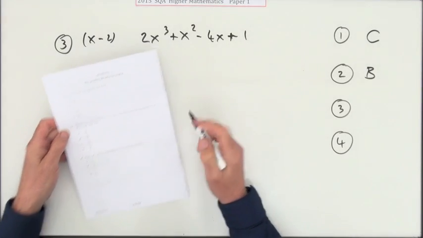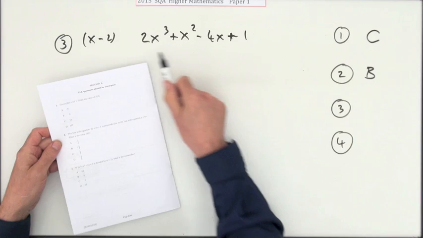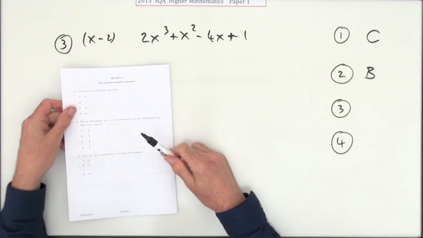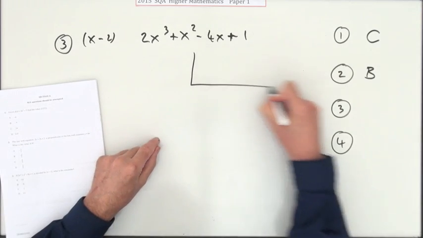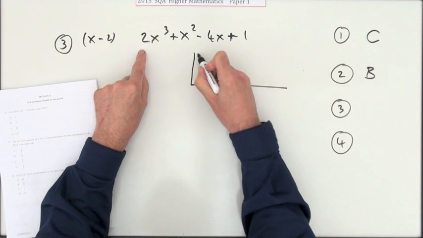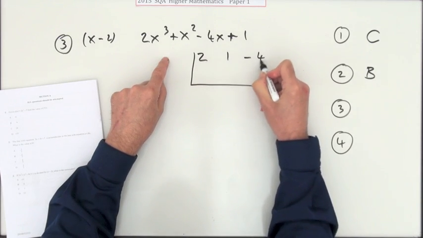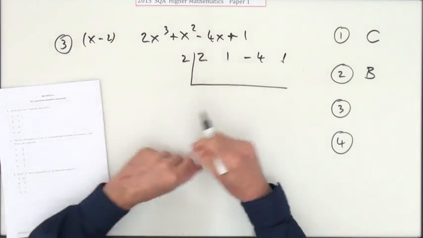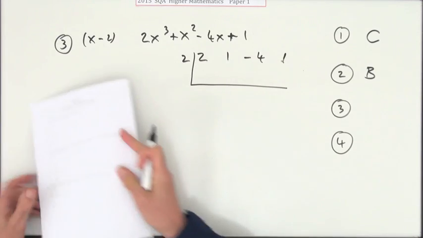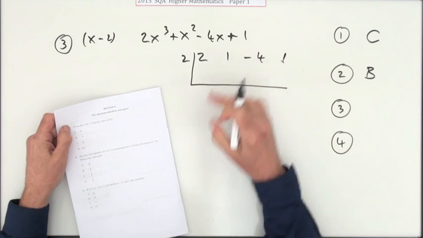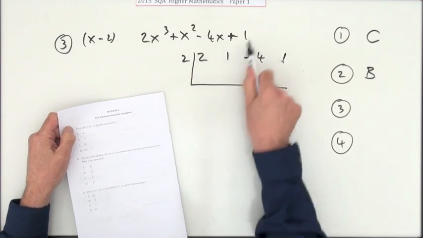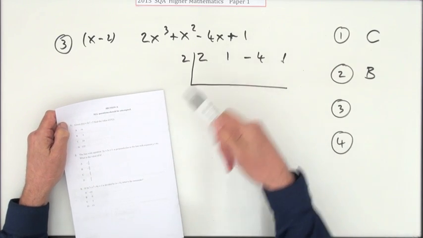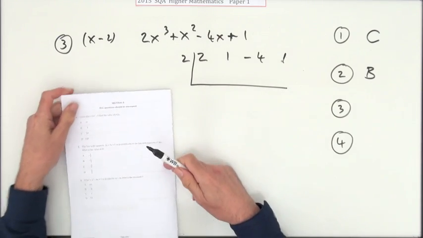Number 3 then, what's the remainder when you divide this cubic by x minus 2? Well, you just use your synthetic division table here. So what are the coefficients? 2, 1, negative 4, 1. And it's a 2, that would be the root you're going to run through it. Now, it's a division table, it's also an evaluation table. This will give you the value of this when x equals 2, which also happens to be the remainder that you get when you try and divide by that factor.